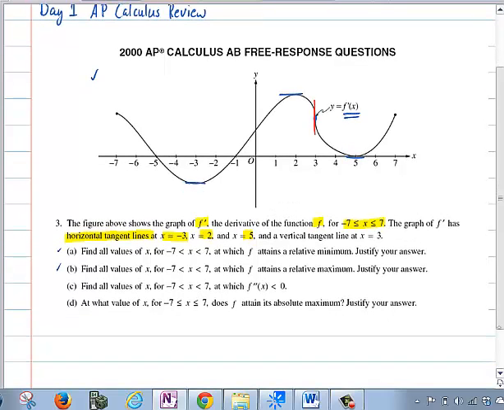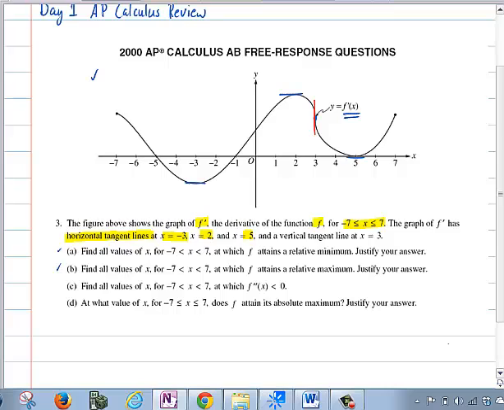For part A, find all the values for which f attains a relative minimum. For part B, find all values for where f attains a relative maximum. Justify your answer in both cases. I'm going to pause the video, and I'd like you to consider it, and then after you come up with your explanation, I'll go over my explanation with you.